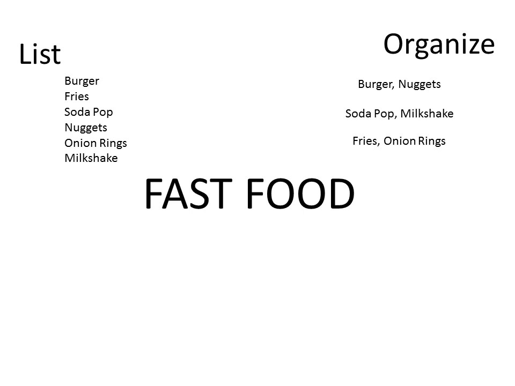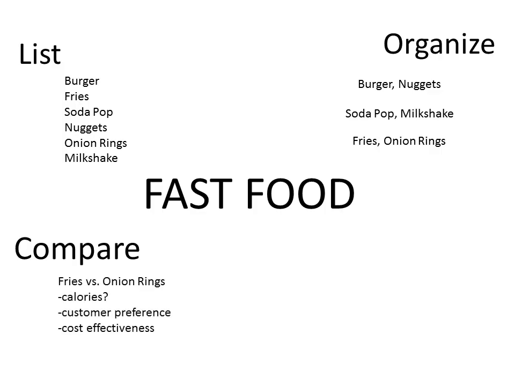Now for level 3, let's compare our 2 sides, the fries and the onion rings. We could compare their calories or customer preference. You could compare cost effectiveness of cooking them. We could compare different French fries and different onion rings from different restaurants. So this task would require us to look at these objects more objectively and draw conclusions.